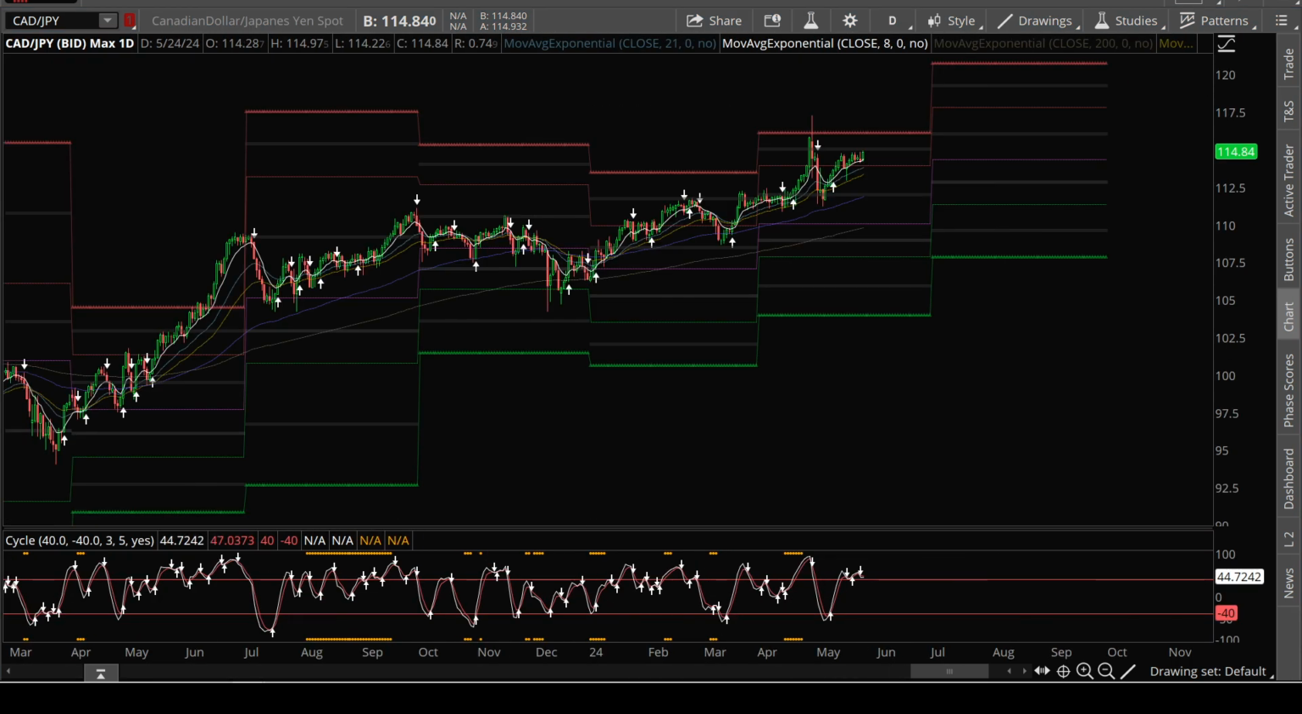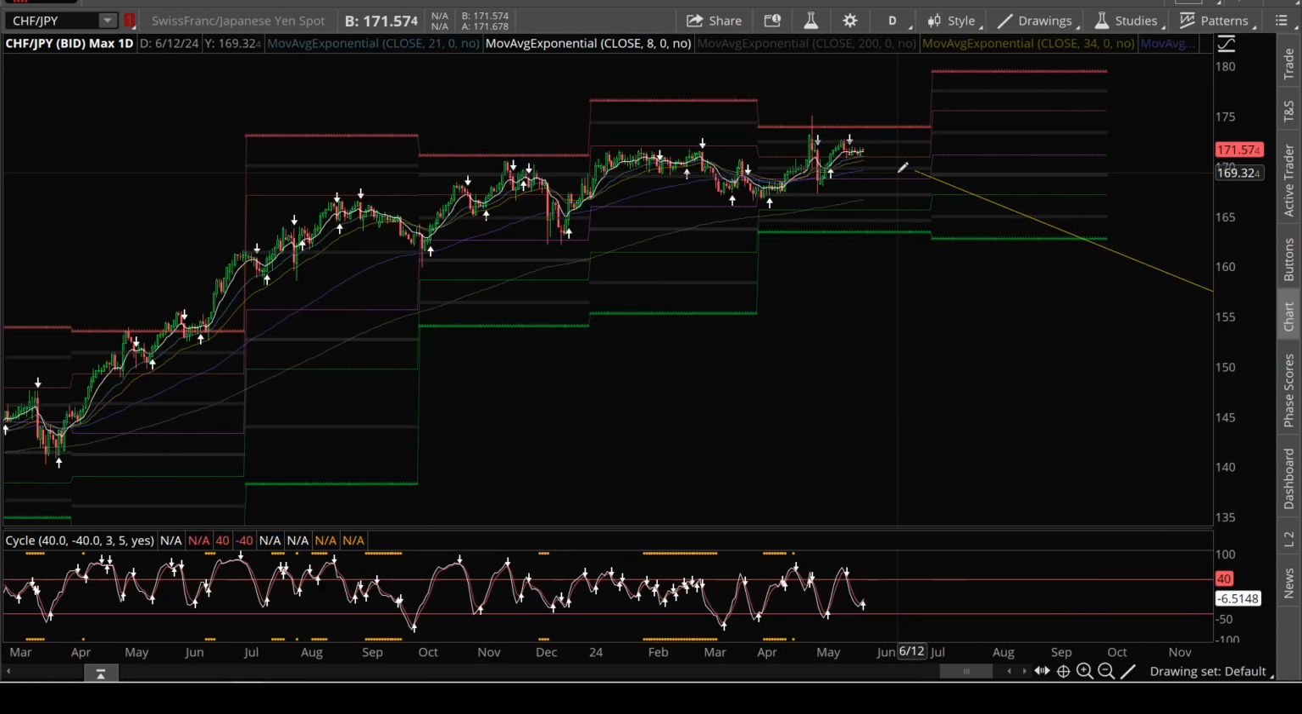CAD yen. Again, you're coming up to your quarterly R2. These levels typically hold, right? So I am looking for a double top up here. I'm looking for sell setups up here at the quarterly R2. So we're not there yet. There's nothing to do in CAD yen.